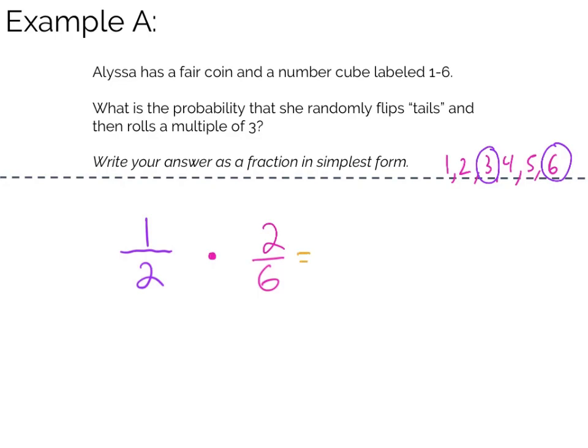So 1 times 2 is going to give me 2, and 2 times 6 is going to give me 12. However, since it asks for a fraction in simplest form, I then need to reduce that fraction. 2 divided by 2 is 1, and 12 divided by 2 is 6, so our answer is 1/6. So notice I had to multiply straight across and then reduce my fraction.